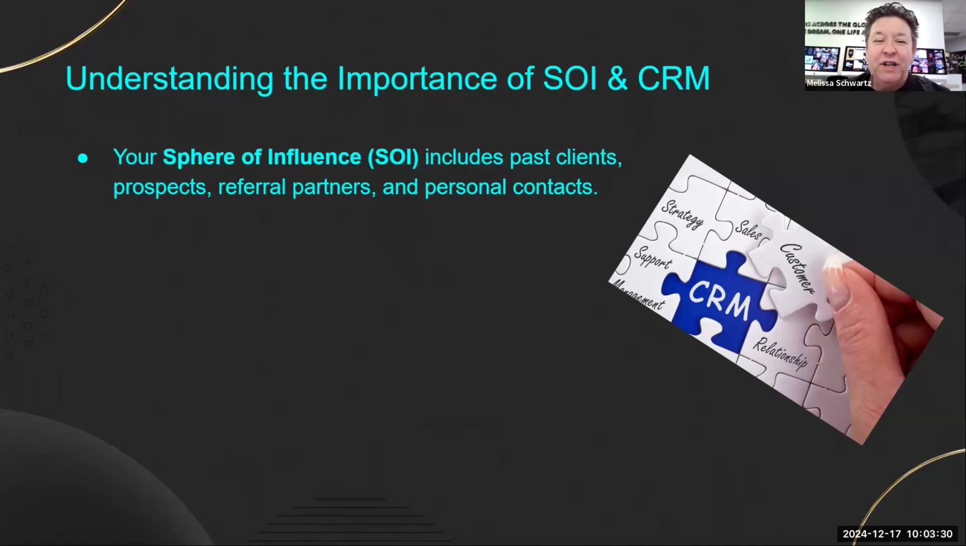Okay, sphere of influence, SOI, includes your past clients, your prospects, your referral partners, and your personal contacts. So a lot of people just think it means like your friends and family only, and it's not. It's everyone that you have reached out to, worked with, collaborated with, that knows you. If you are just beginning in real estate, it is the people that already trust you. That is where you want to start, right?